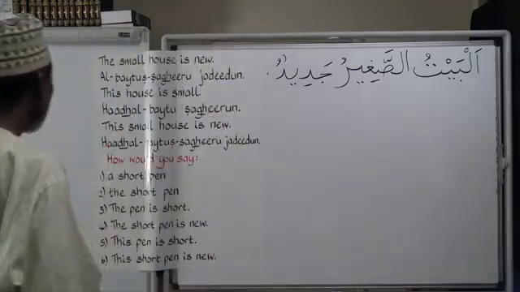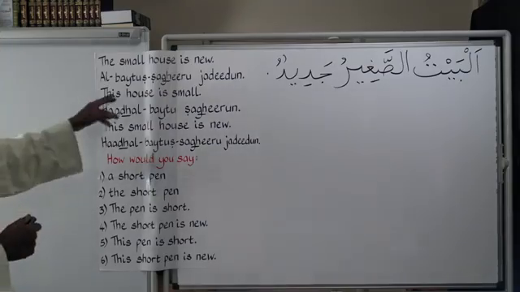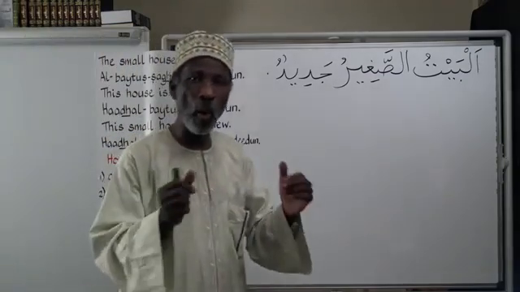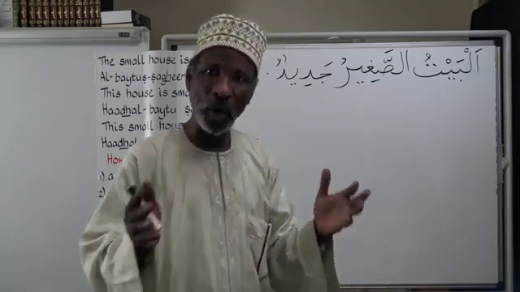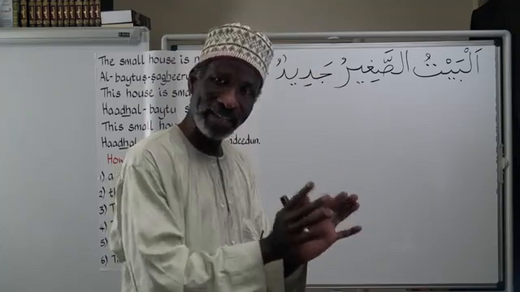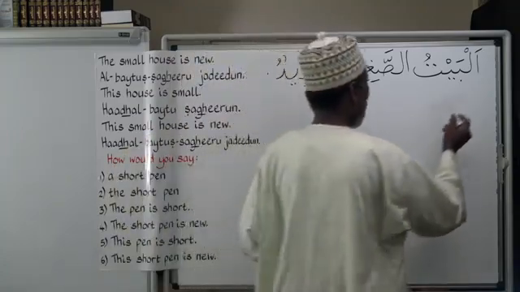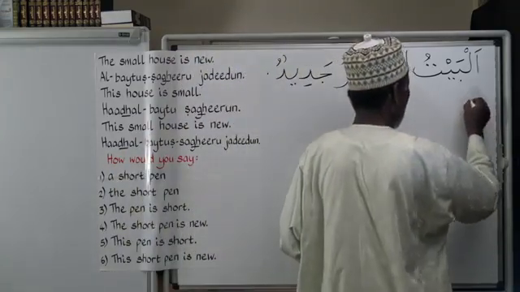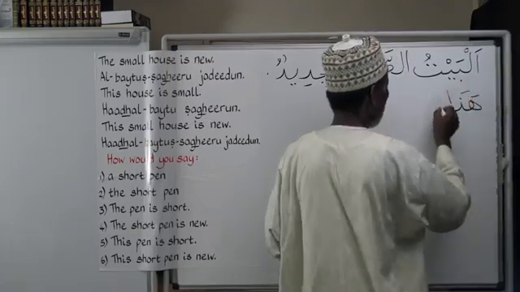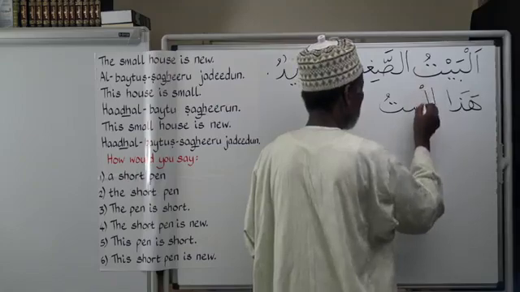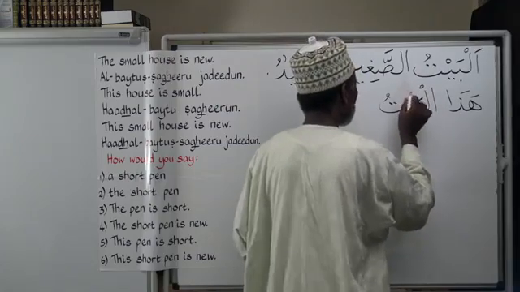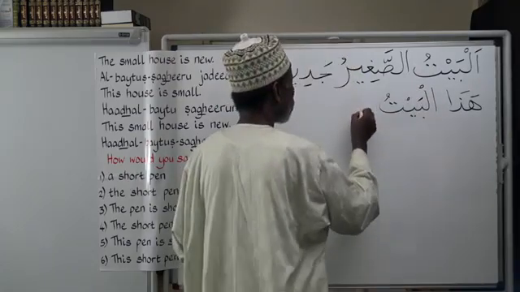Next one. The next one is, this house is small. هذا البيت صغير. هذا, because bayt is masculine. So we say هذا. Let's write هذا. هذا البيت. هذا البيت صغير.